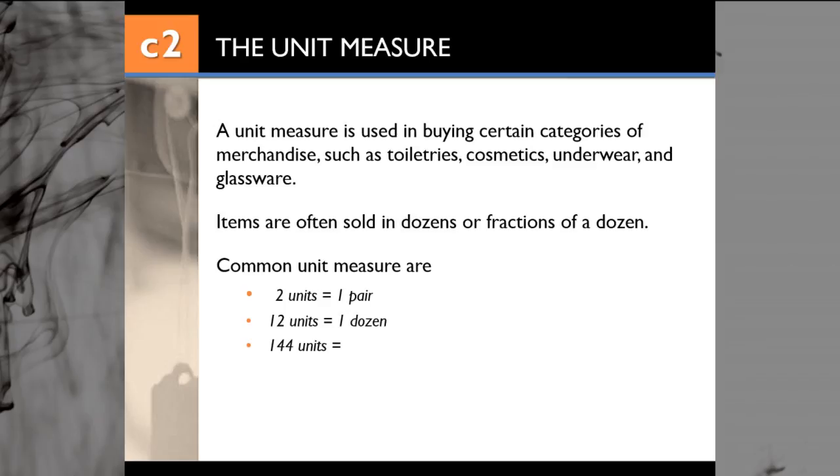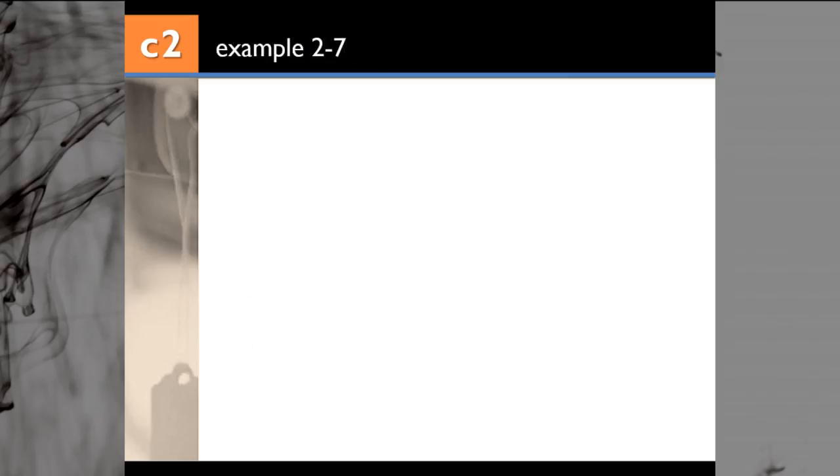And how about 144 units? You can also express this in terms of dozens, or call it something else. If you calculate it based on the dozen, it's 144 divided by 12, that's 12 dozen. Or you can also call that 1 gross. So these are some common unit measures used in buying. You also have to understand this to calculate your purchasing in retailing and merchandising. Let's go ahead and look at example 2.7.